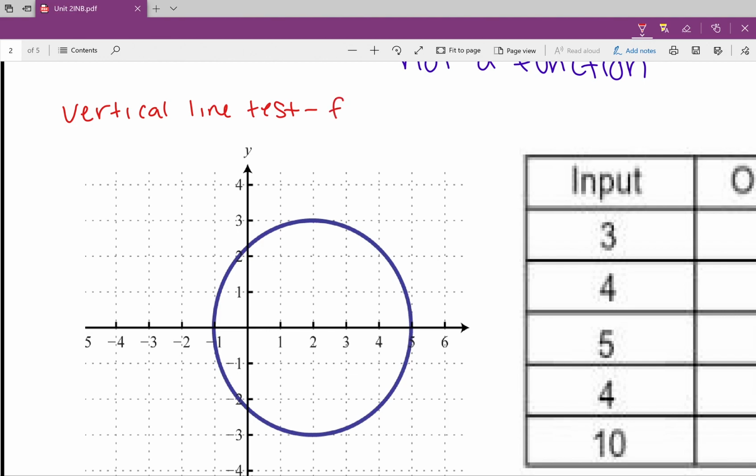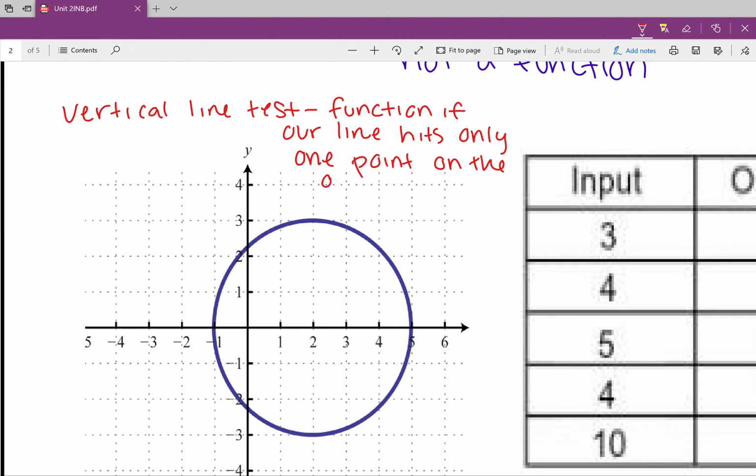So it's a function if our line hits only one point on the graph. I'm going to go ahead and underline only one point. It's very important. Okay, so I'm going to go ahead and draw my vertical line. My vertical line can go through anywhere on the function. It could go through here. There's a vertical line. It could be over here. It doesn't really matter where we're drawing our vertical line.